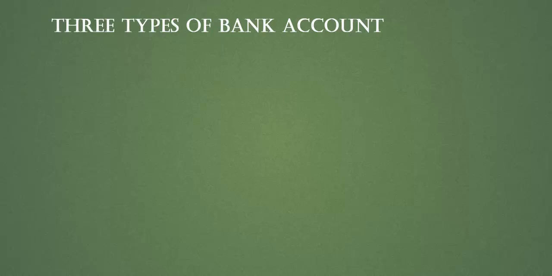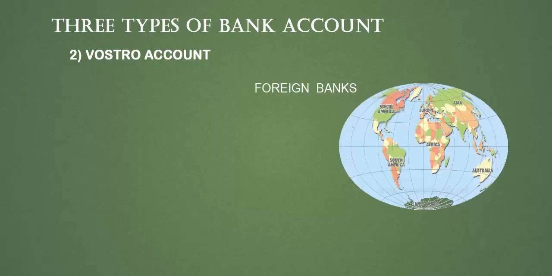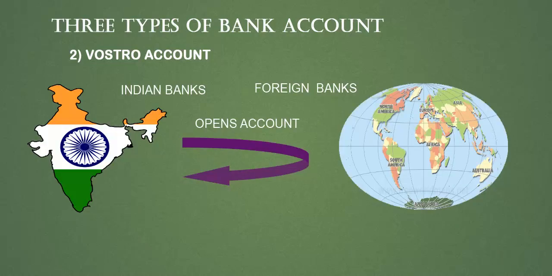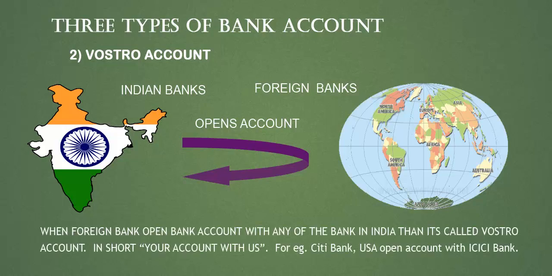Second type of bank account is Vostro account. Vostro account is the opposite of Nostro account. In a Vostro account, another bank opens a bank account with our bank. A Vostro account is a bank account held in India by a foreign bank, denominated in the Indian currency. The term is derived from the Latin word for yours. For example, Citibank of USA is having an Indian rupees account with ICICI Bank.